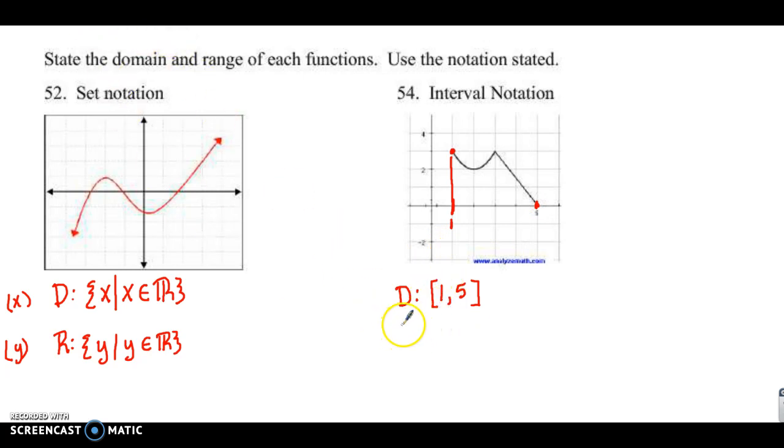Now, our range, on the other hand, we're going up and down. We're looking at how far the graph goes down, how far the graph goes up. So notice our graph, the highest it goes is here, and the lowest it goes is here, looking on our y-axis. So the lowest number is 0, the highest number is 3. So it would go from 0 to 3. Again, they're round filled in circles, so they would be both square brackets. Okay.